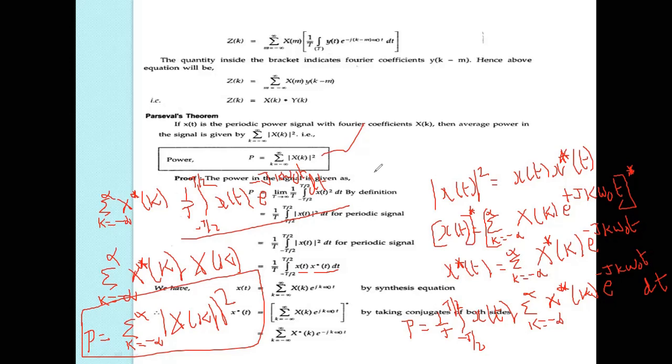If x of t is a periodic power signal with Fourier coefficients x of k, then the average power of the signal is given by the sum of k equal to minus infinity to infinity, the squared magnitude of x of k. Got it, my dear students?